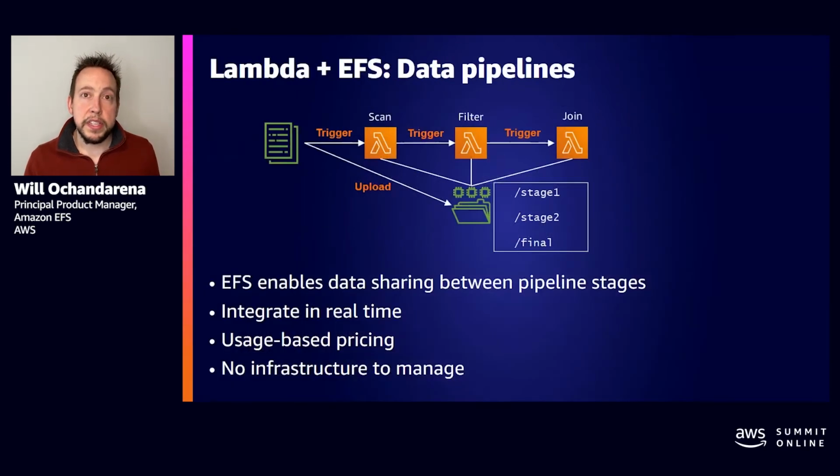Another use case is data pipelines. So this is the act of taking some piece of data in and either chopping it up or doing interim processing before you put it in some final location. This is common to do with Lambda because you can divide up the work that needs to be done into discrete functions and pass data between them. But if that data that you need to pass is large, it may not fit in the Lambda temp space. And that's where Amazon EFS can help.